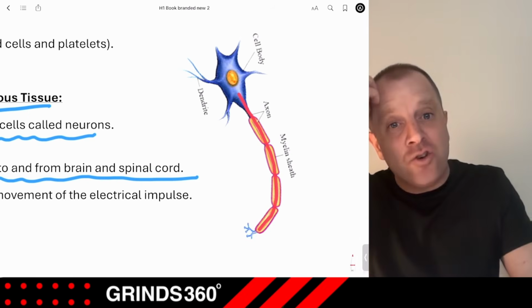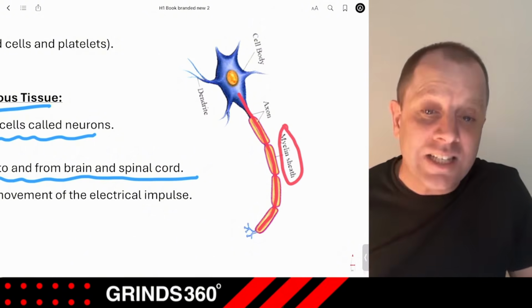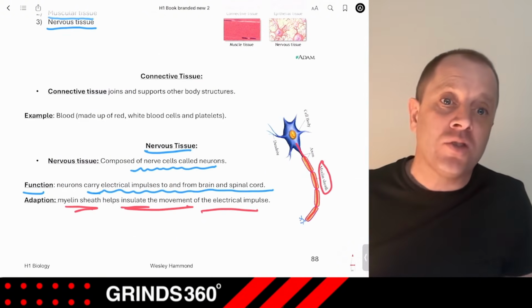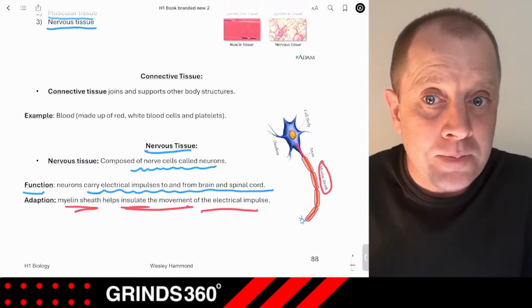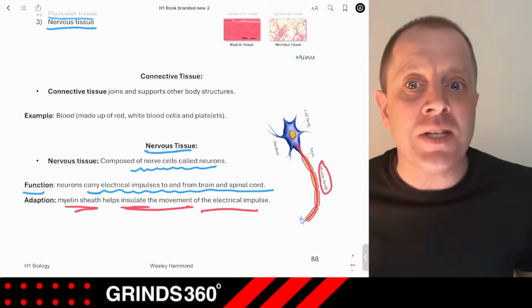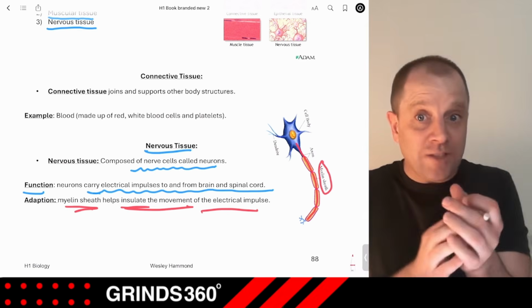So how is that neuron adapted for the transmission of that electrical impulse? The myelin sheath. The myelin sheath insulates the movement of the impulse. So that means the impulse can travel at a faster speed. So that's how your nervous tissue is adapted. The myelin sheath insulates the electrical impulse. So that's that one, okay?